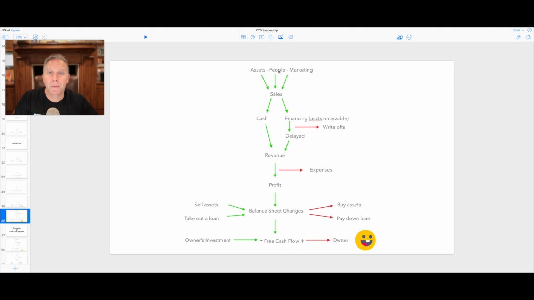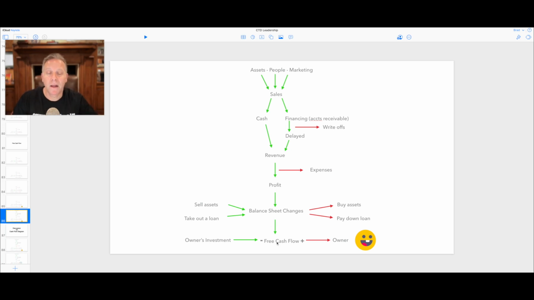We use assets and people and marketing in order to generate sales. Sales generates actual cash. Hopefully, cash comes in soon, right away, versus delayed. We'd much rather have it sooner rather than later, but we end up getting it, and that's called revenue. After we get the revenue, we have to pay for expenses. And then after that, what's left over is this thing called profit. After profit, the owner is going to make some decisions based upon what they want to do with the business as far as buying assets, selling assets, loans, taking them out or paying them off.